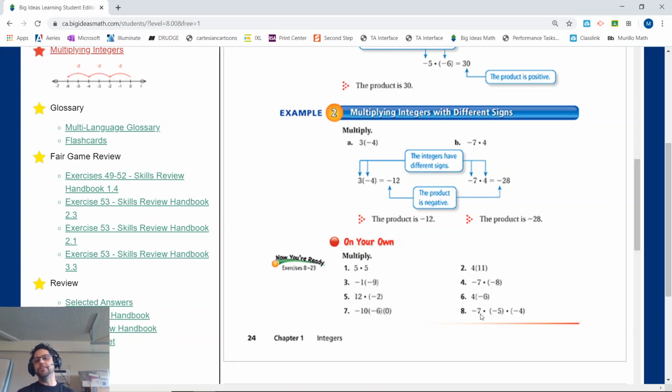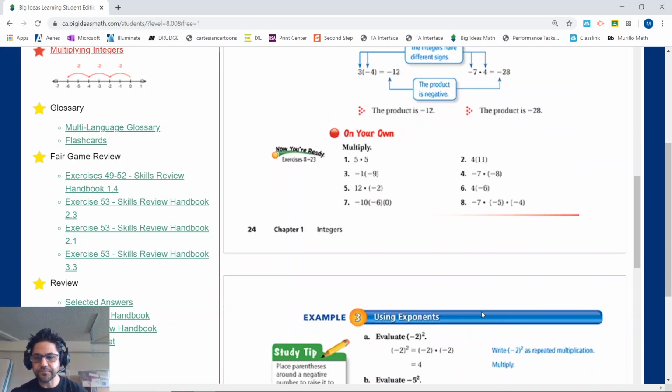But remember, we can multiply from left to right. So you can do the negative 7 multiplied by negative 5 first, then multiply by negative 4. It really doesn't matter the order that you multiply. And again, the main concern is the signs. So you have a positive multiplied by a negative after you do your first two numbers.